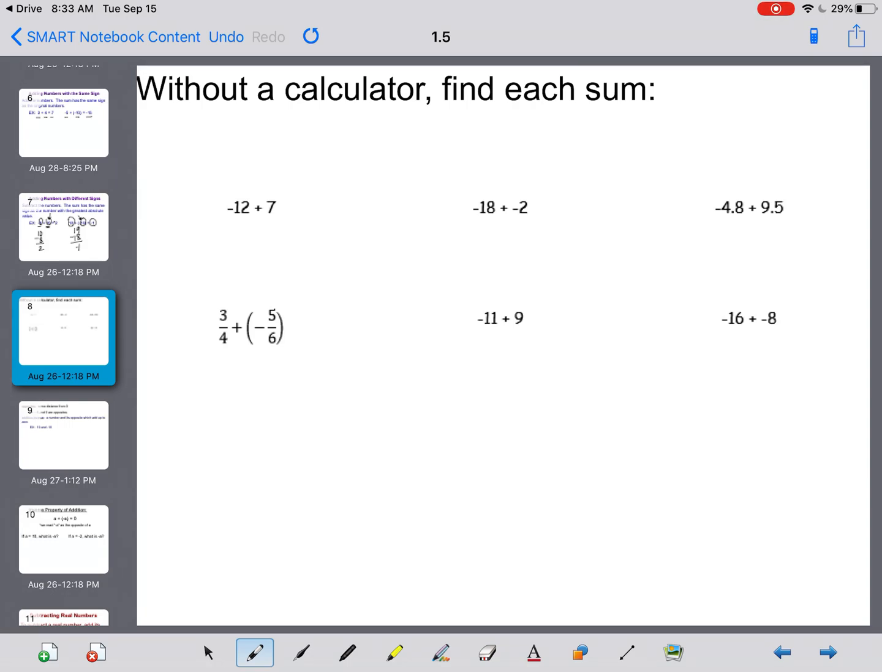All right, if I have negative 12 plus 7, the way that I just showed you how to do it would be to subtract. 12 minus 7 gives us 5, and then 12 is actually bigger than 7, so we're going to use that negative sign, and it's going to be negative 5.